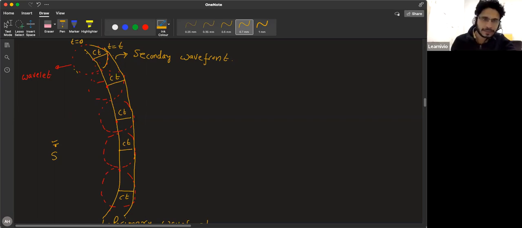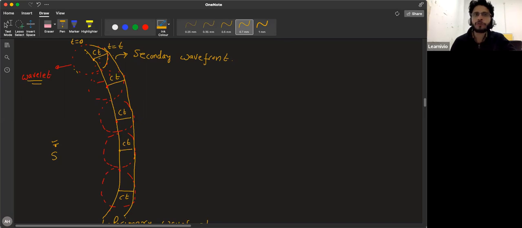Then Huygens says each point on this primary wavefront will behave like a fresh source of disturbance, which simply means each and every point on this wavefront is behaving like a fresh source. So you can put infinite points on the primary wavefront. So all these infinite points will behave like infinite sources. And each source will generate a wavelet. Each point will behave like a source, and each source will generate disturbances. We call these disturbances wavelets.